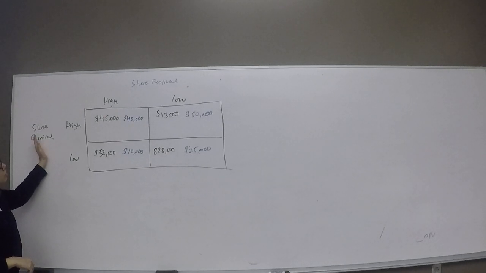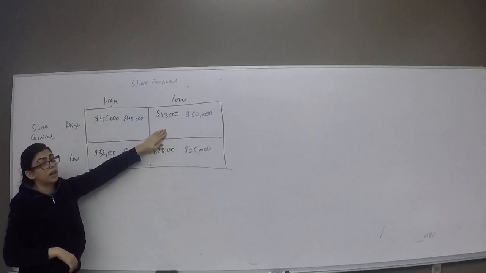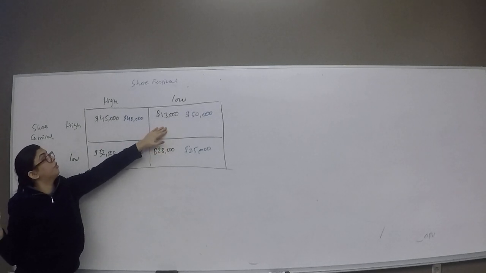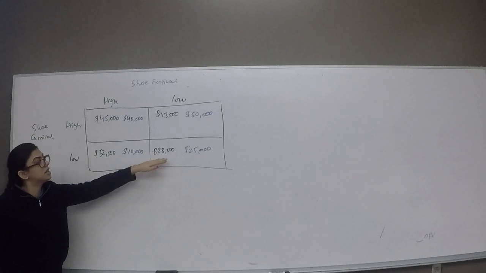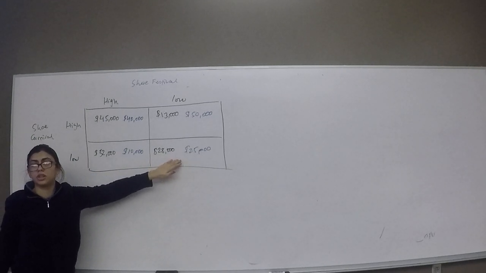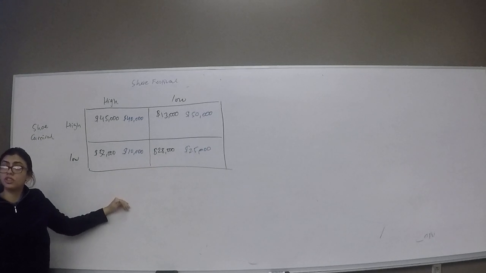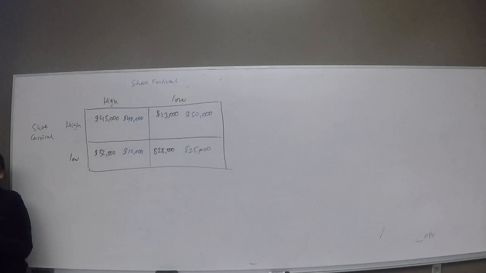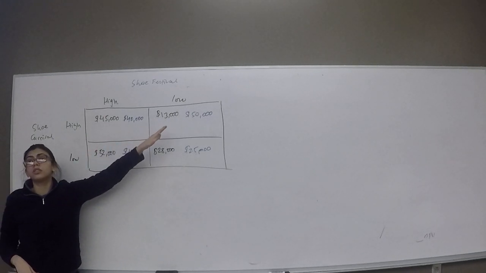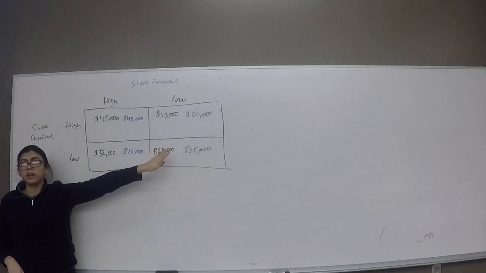If Shoe Carnival chooses high, well, it's like a holiday for Shoe Festival. They'd be making a lot more. If they choose low, still it's gonna be reasonable competition. Both will be making reasonable money, right? So is this a dominant strategy? Yes, it is a dominant strategy, because it doesn't matter what the other person is gonna choose, you're still gonna choose selling low, right?